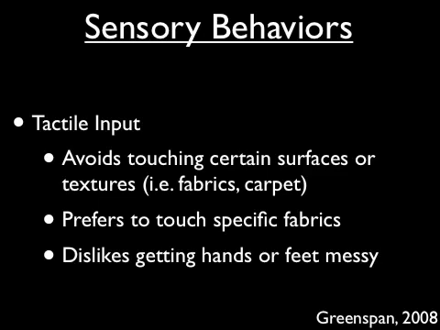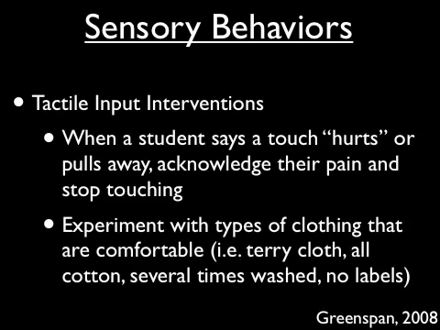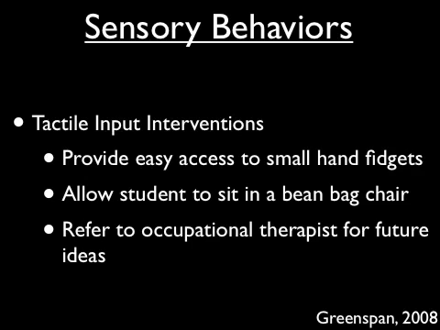Tactile interventions. When a student says a touch hurts or pulls away, acknowledge their pain and stop touching. Here's something to look at. Experiment with types of clothing that are comfortable. Sometimes the kids, you can buy them regular Hanes, and they have to wear them inside out because the stitching is on the inside, and that bothers them, but if you flip them over where the stitching's on the outside now, they're perfectly happy. It's about regulating, again, the sensory-related items. Providing easy access to small hand fidgets. Texture, softballs, little squeegee things, all those kinds of things that are of importance to them. Use them as a reward system. It satisfies a sensory issue that they may have.